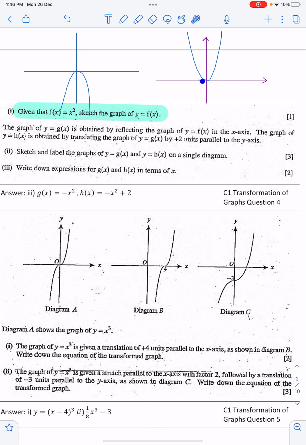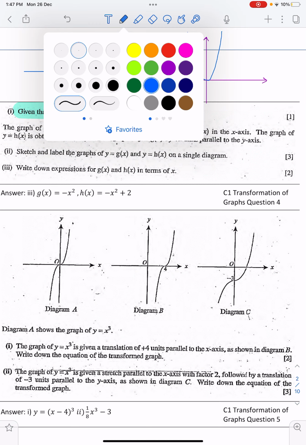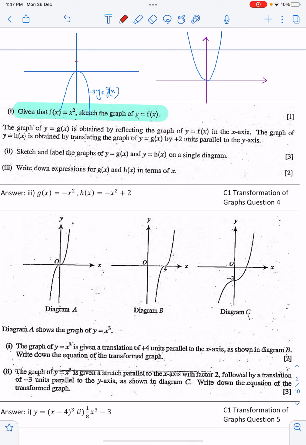If this is the graph of y equals x square, this is the graph of y equals g of x. Okay, and h of x is translating the graph of g of x by 2 units parallel to the y axis, positive 2 units parallel to the y axis. So, the graph of h of x is going to be this graph. You have to shift it 2 units, translating the graph by 2 units. So, you have to shift the graph 2 units upward. This will be the graph of y equals h of x.